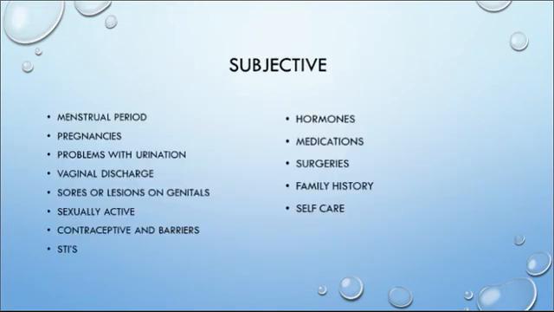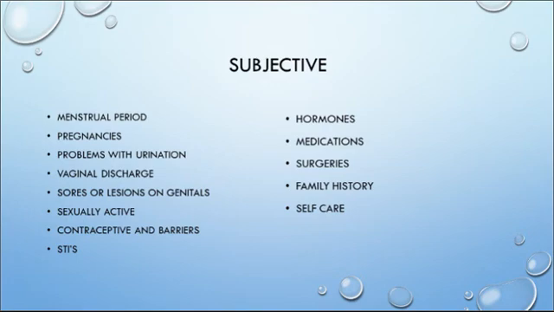So for your subjective, ask about the menstrual period. When did it start? How often is it? How frequent? Have they stopped? Have they become irregular? Is it very heavy, very light? Is there any chance that they are pregnant? Have they had pregnancies? How many? That can go into surgeries if they've had C-sections.